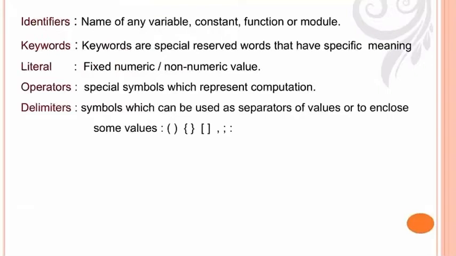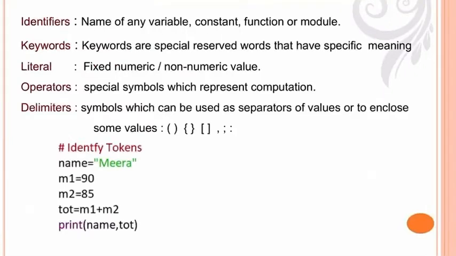Operators are special symbols which represent computation. Delimiters are symbols which can be used as separators of values or to enclose some values. These are the delimiters. Now we can check one example.